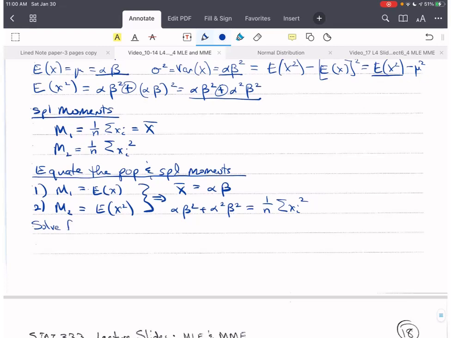So we're going to solve for alpha and beta in these. First, we'll say that alpha tilde is equal to, looking at this equation here and solving for alpha, x bar over beta.